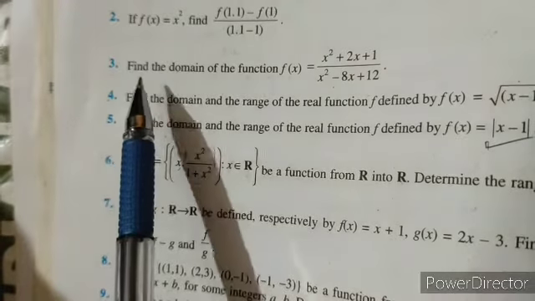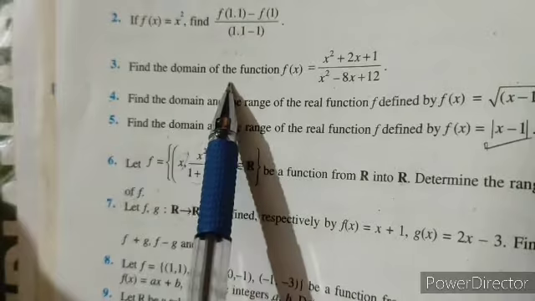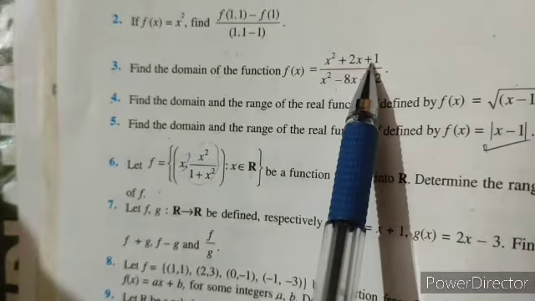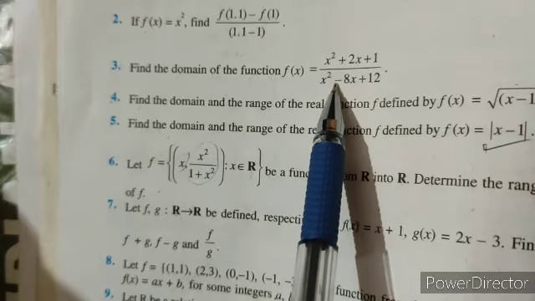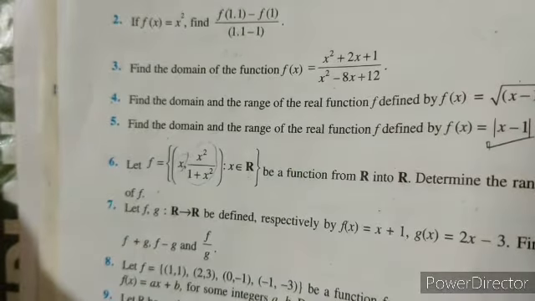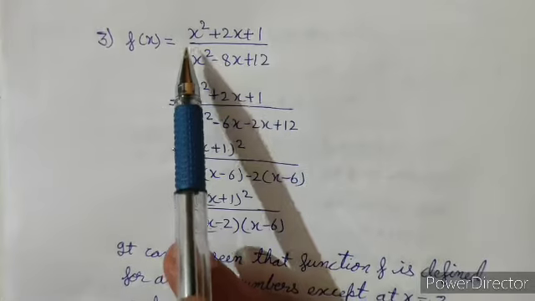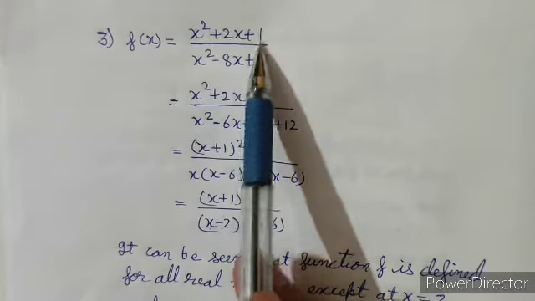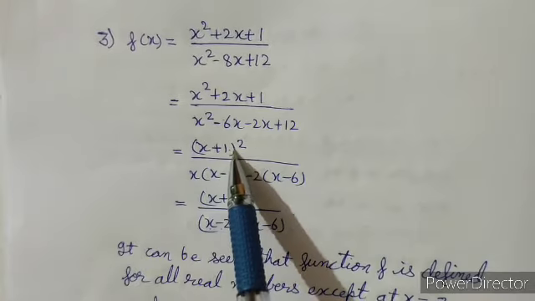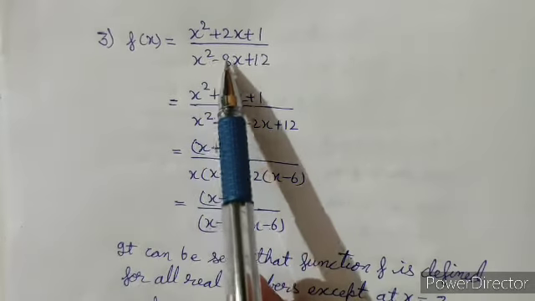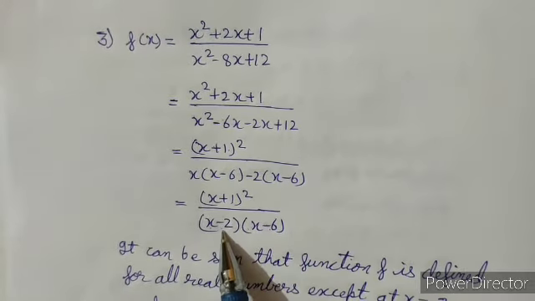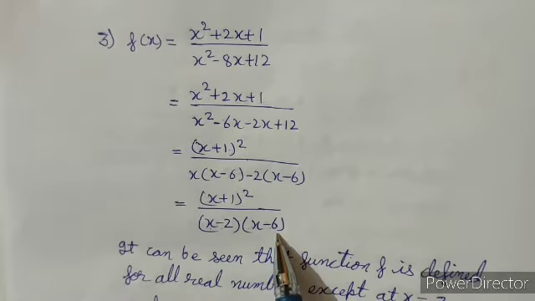In the third question, we have to find the domain of the function f(x) equal to (x² plus 2x plus 1) upon (x² minus 8x plus 12). Here, function f(x) is given to us. Now, x² plus 2x plus 1 can be written as (x plus 1) whole squared, and x² minus 8x plus 12 can be factorized as (x minus 2) into (x minus 6).